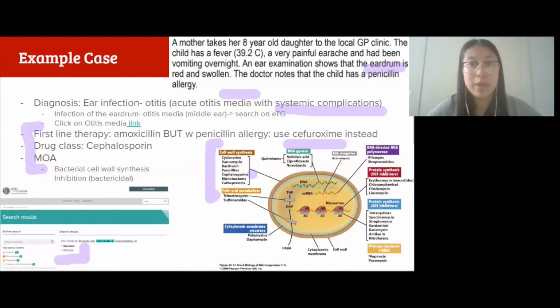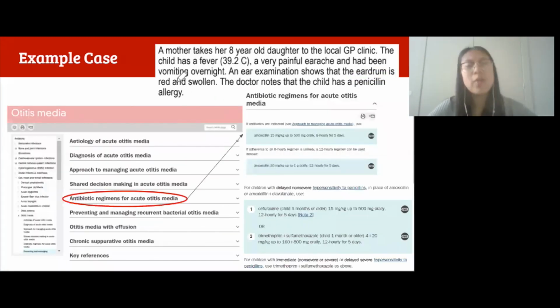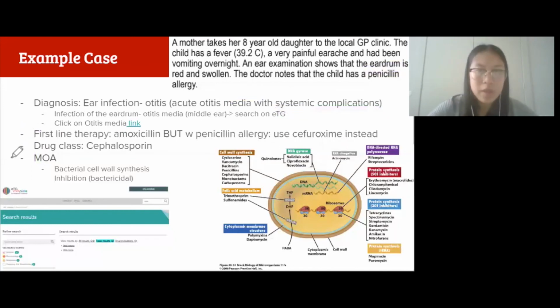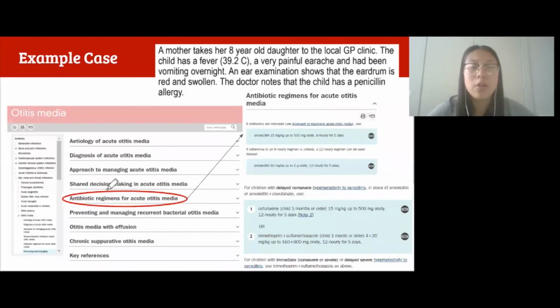So what would that kind of look like? So we're following with this case. We've searched up otitis media and we've clicked on the otitis media link. Now it gives you a bunch of different drop-down menus of what you want to read from. To answer these questions, so what's the diagnosis? I think we've already got that. What's the first-line therapy? We have a look at the antibiotic regimens for acute otitis media. You click on that and it'll show you this, antibiotic regimens. If antibiotics are indicated, so if they're needed, it's amoxicillin, and that's the different dosages and whatnot. And it takes into account, like, adherence. It takes into account almost everything because it is a therapeutic guideline. It's nice and nifty here because it says PBS as well, so I think that's quite helpful.